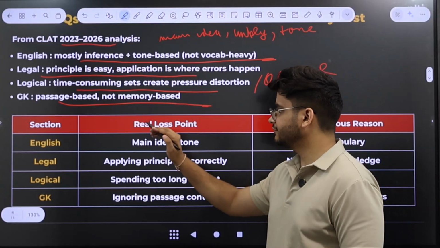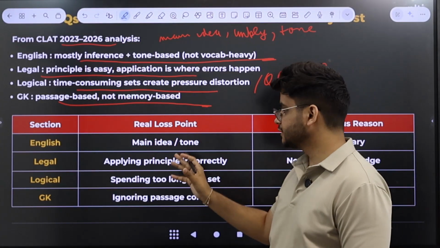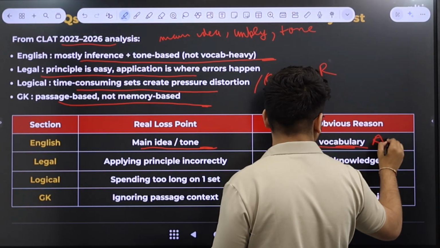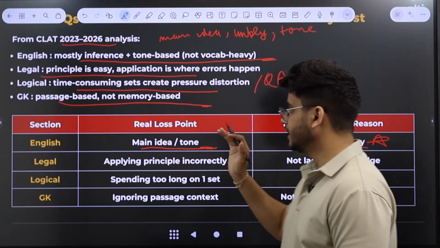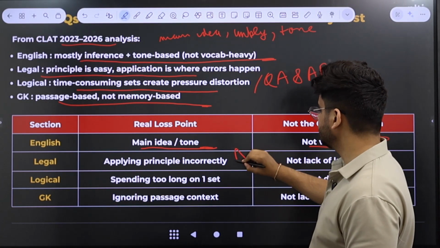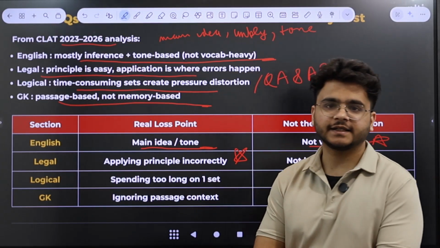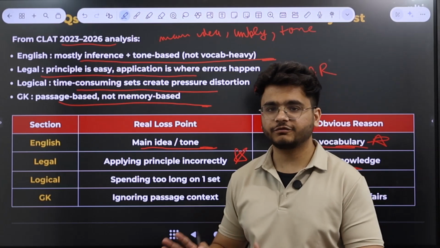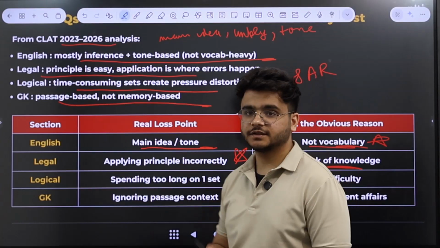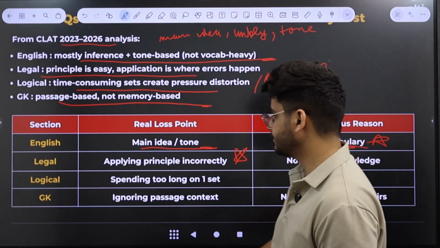So section wise, if we talk about the real loss point in the English section, students lose the maximum marks in main idea and tone, not vocabulary of course, because vocabulary doesn't directly come in the exam. If we talk about the legal section, mostly students lose their marks in applying the principle, not lack of knowledge. Every student has knowledge of the basic principles, law of torts, criminal law, every law, but they apply the principle incorrectly just because they haven't attempted enough application questions.